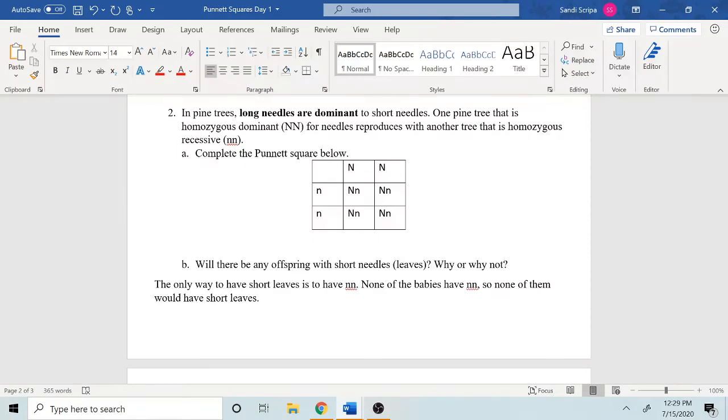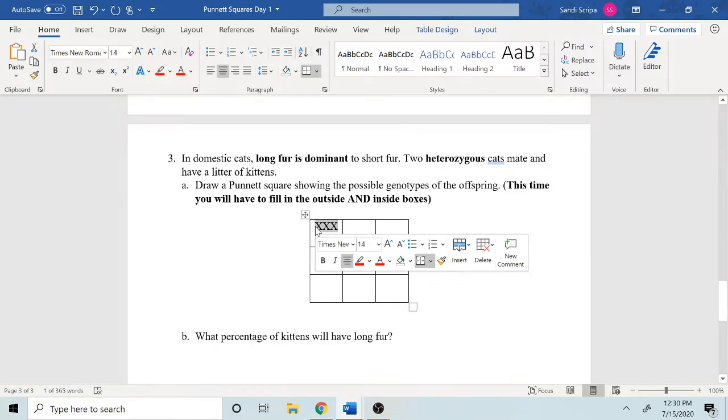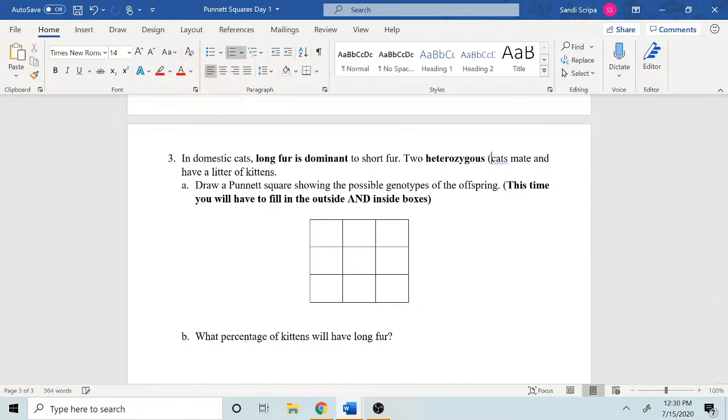All right. So very quickly, this last one's a little tricky. You can use whatever letter you want, but it says in cats, long fur is dominant to short fur. So let's use the letter F just because it's easy. And it says two heterozygous cats mate. So this is tricky because I don't give you the parents. But in the video, they say that heterozygous means that they both have one big letter and one small letter. So for example, big F, little f. So both parents are big F, little f.